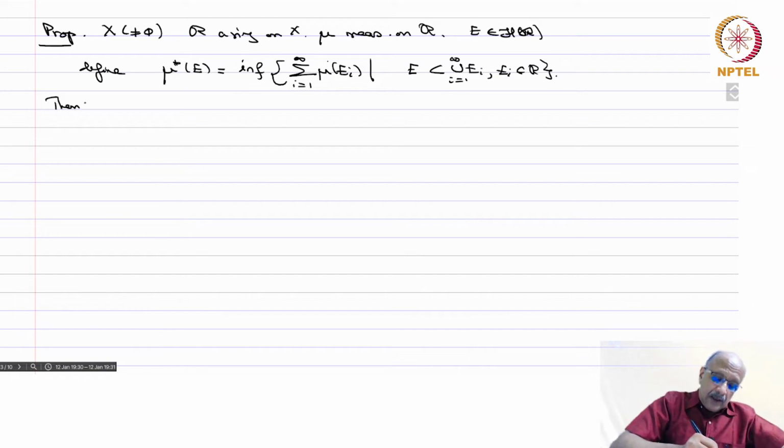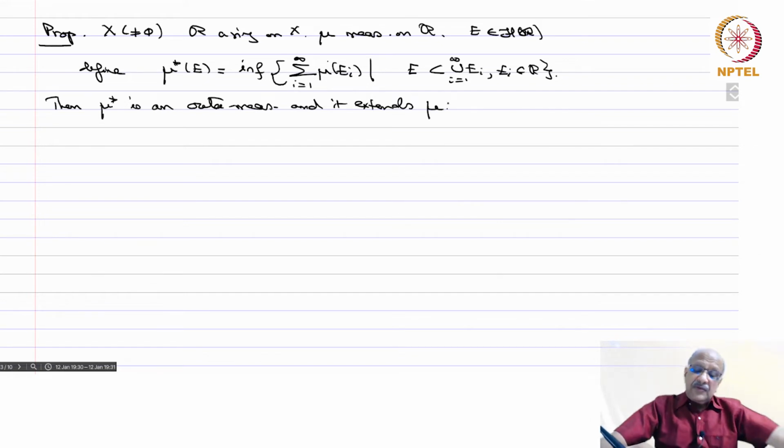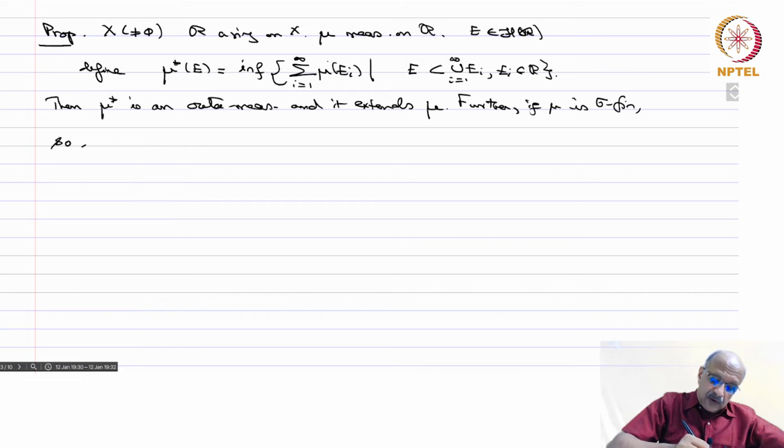Then mu star is an outer measure, and it extends mu. That means if E is in R, mu star of E is the same as mu of E. Further, if mu is sigma-finite, so is mu star. Okay, so this is the proposition.